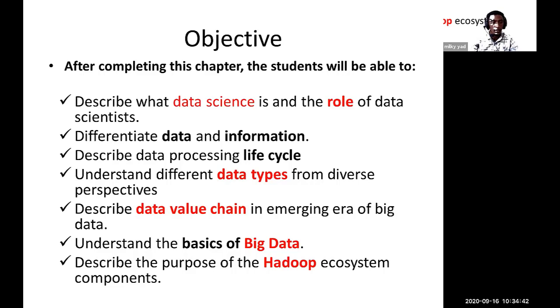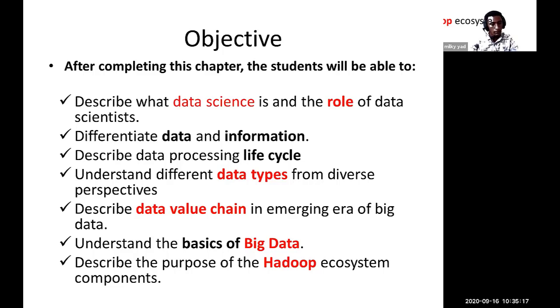be able to describe what we mean by data science and its role in different disciplines. So in this class, we will discuss what we mean by data science and also the role of data science from different perspectives. Also, we will differentiate between data and information. Actually, we will define what we mean by data and what we mean by information, how to get information from data, and so on.